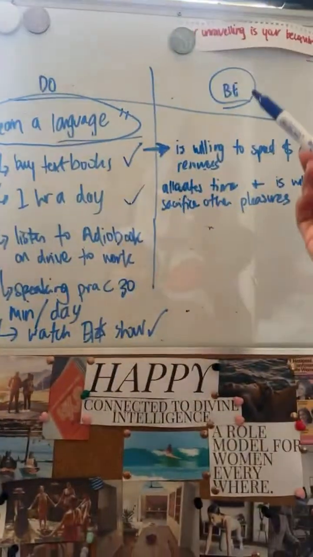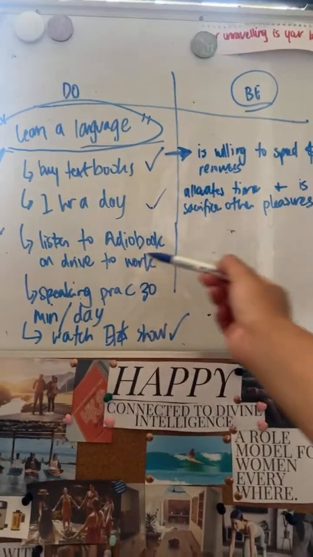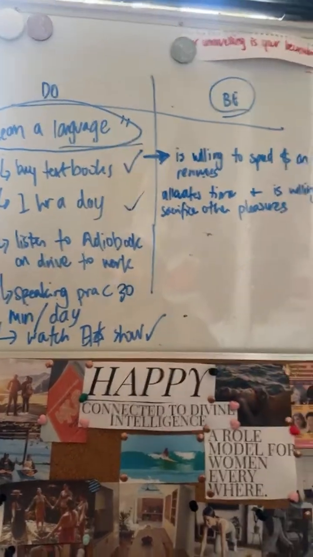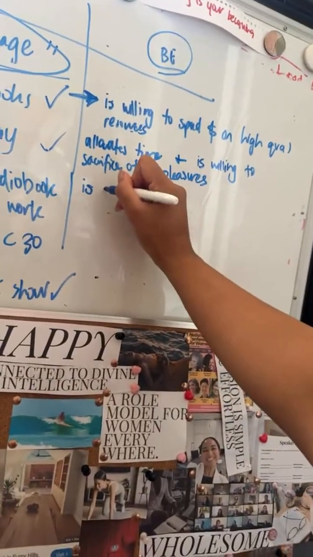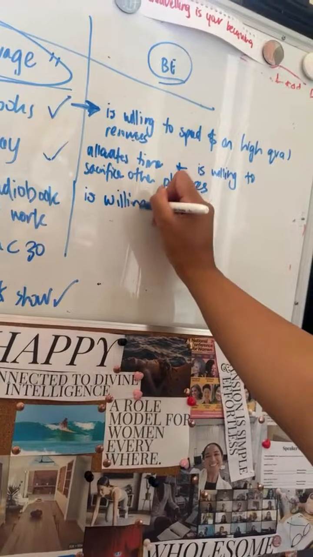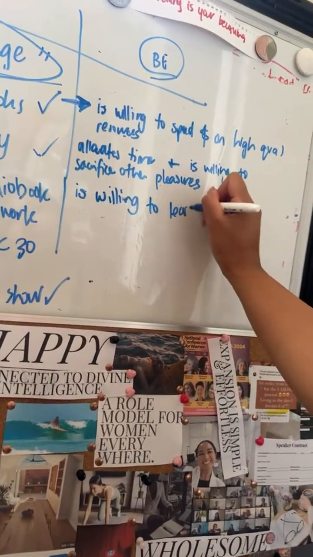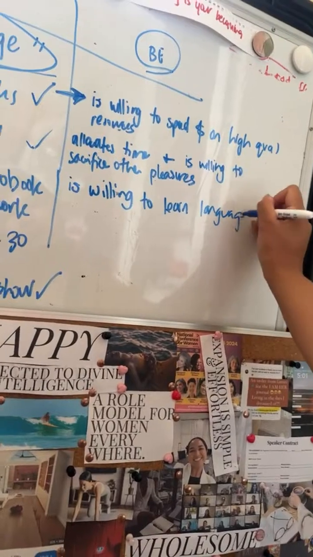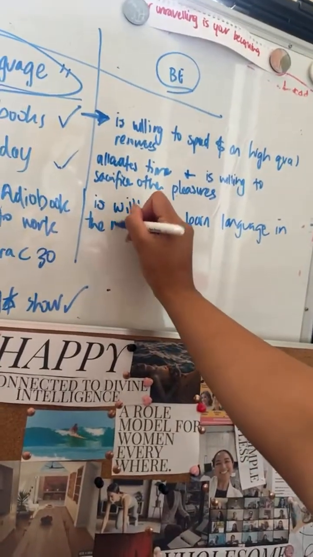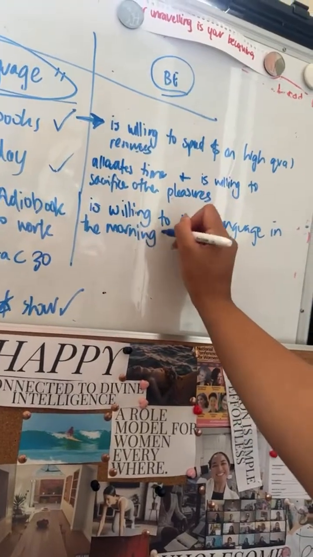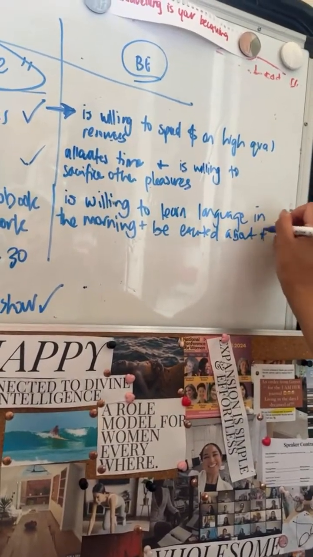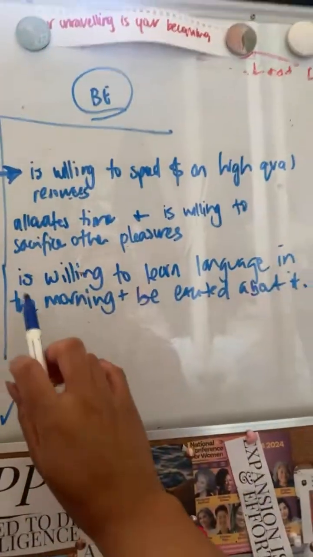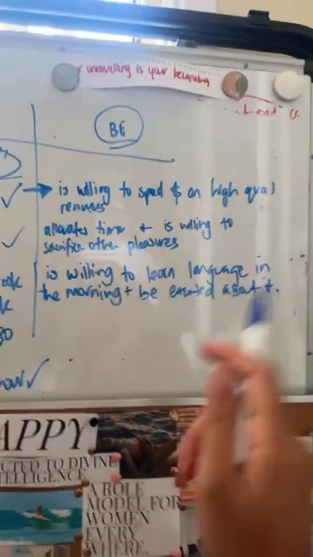What's the secret? Well, the person we need to become in order to be a listener to an audiobook on the drive to work for language practice is we need to be somebody who is willing to learn language in the morning and be excited about it. See, I say is willing. You need to be someone who is willing to learn a language in the morning and be excited about it.